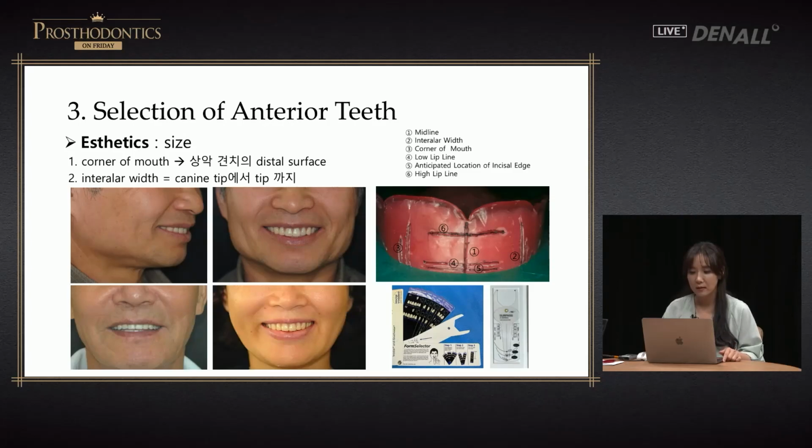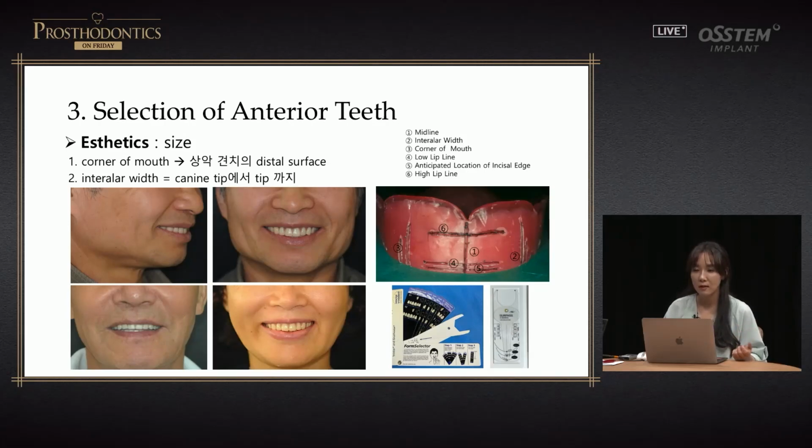For the anterior teeth, we need to check the length of the incisal edge, mesiodistal thickness, and left to right width to determine the anterior teeth positions in 3 dimensions. These are the photos of many patients. I regard the smile line as very important, so I take many pictures. Among others, I try to match the interalar width with the canine tip to tip. There can be some deviations though.